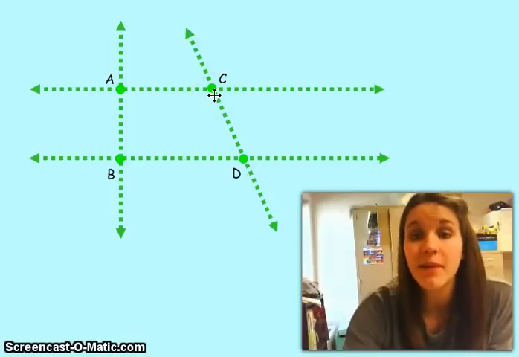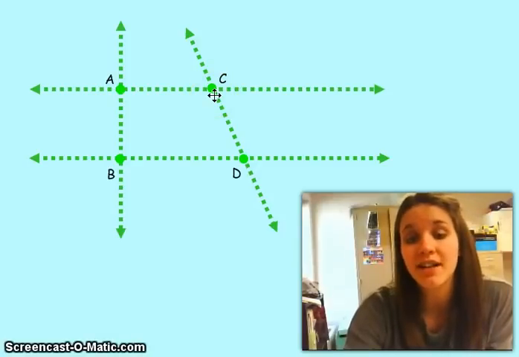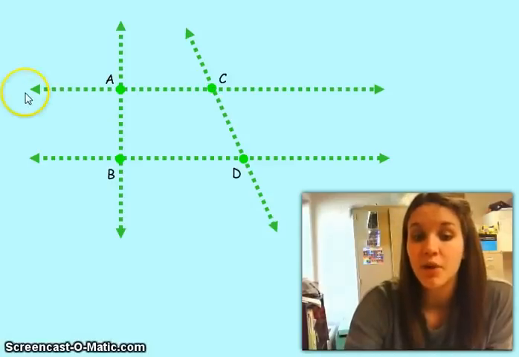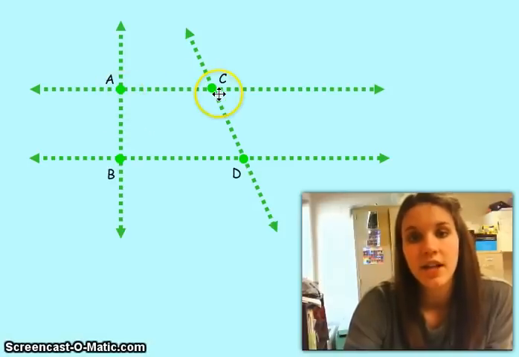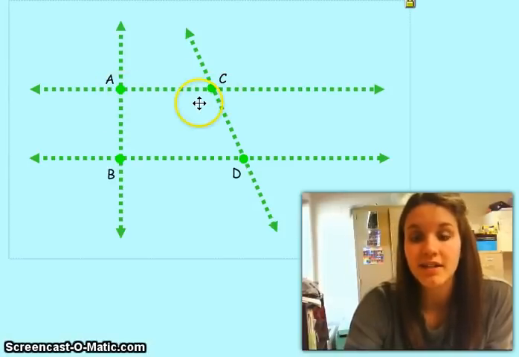Now I'm going to name my segment the same way I do a line, except instead of calling it line AC, which would indicate that I'm going on and on in both directions, I'm going to call it segment AC, which means I'm stopping and stopping. I have a start point and an end point.